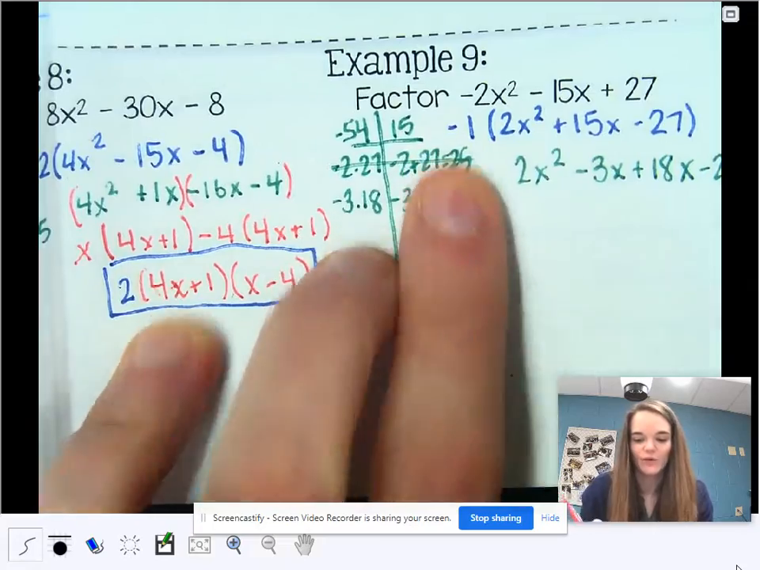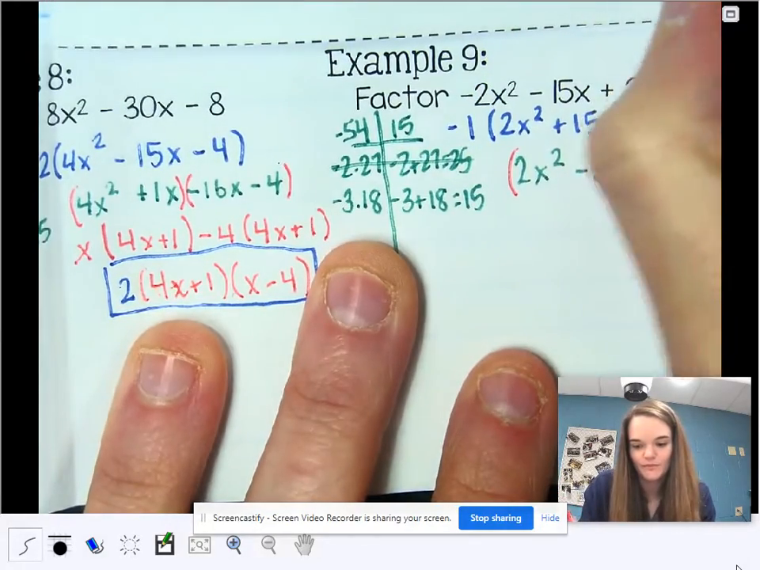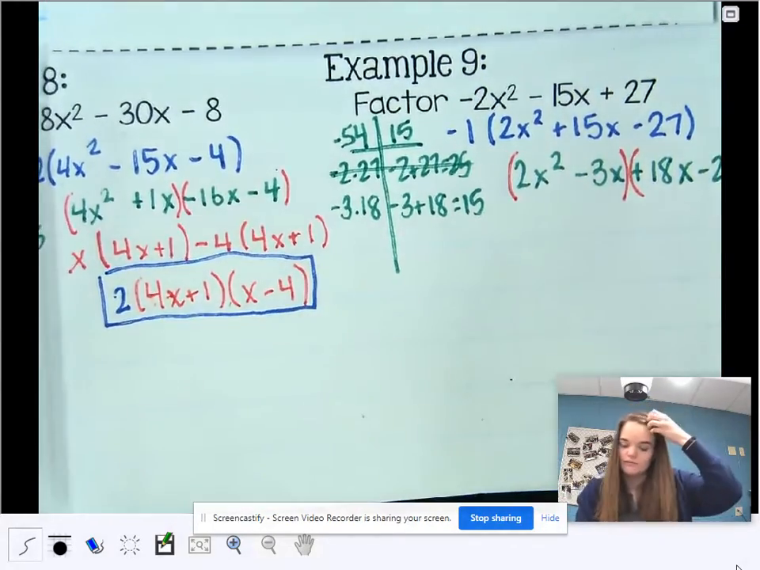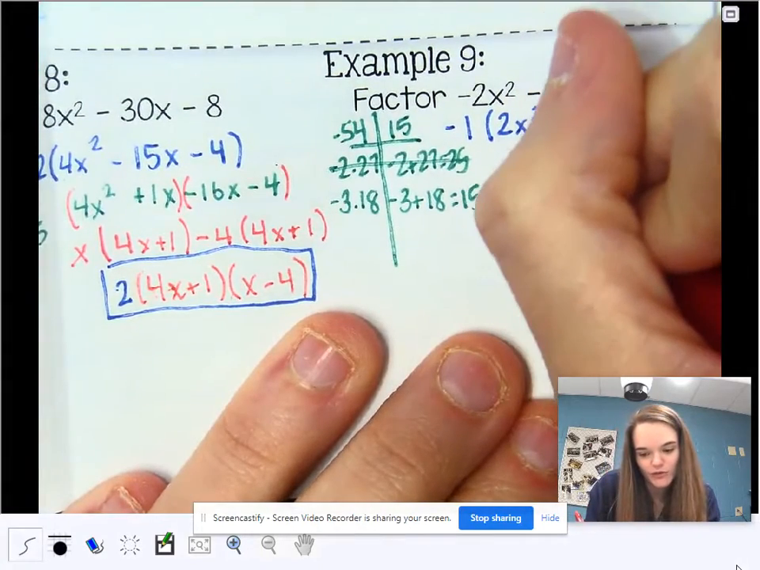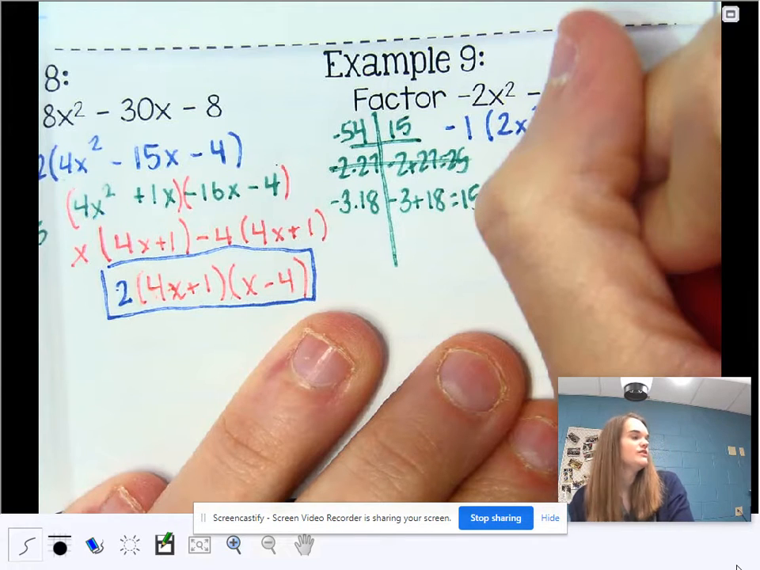I'll bring down that negative 1 at the end. I'm going to group them. I'm going to take out an x, and I'm left with 2x minus 3. Okay, 18 and 27, and it froze again.